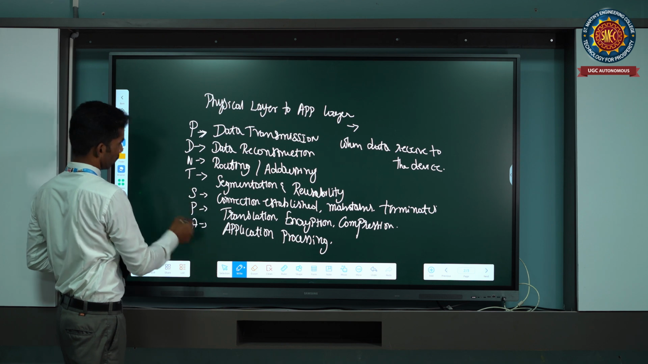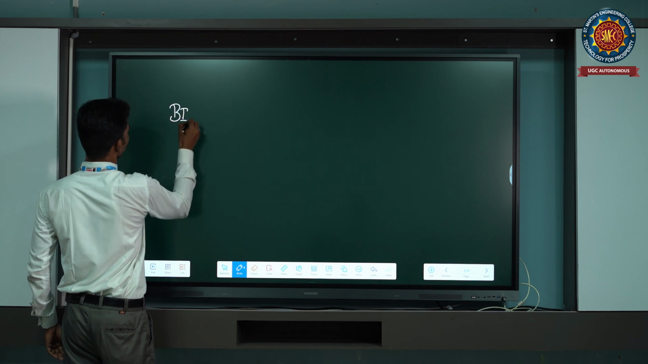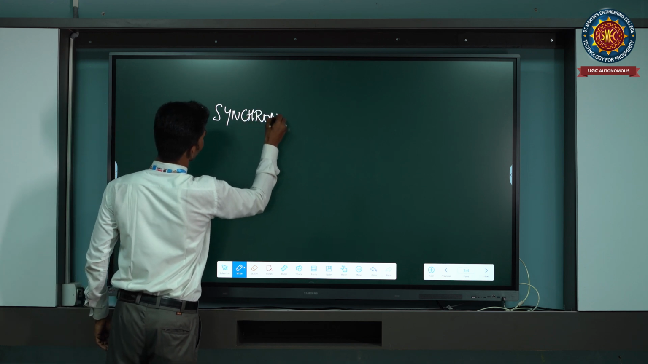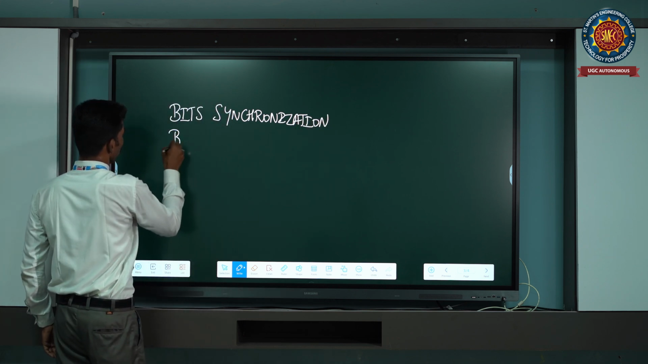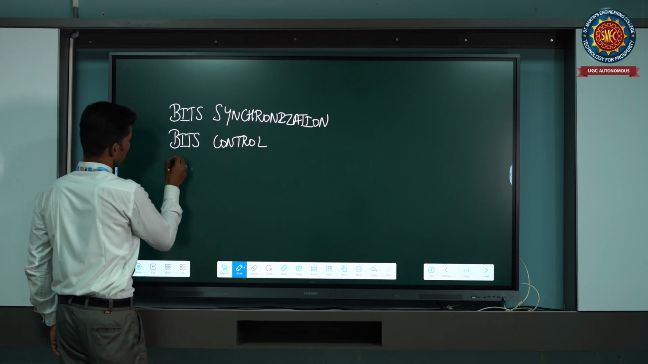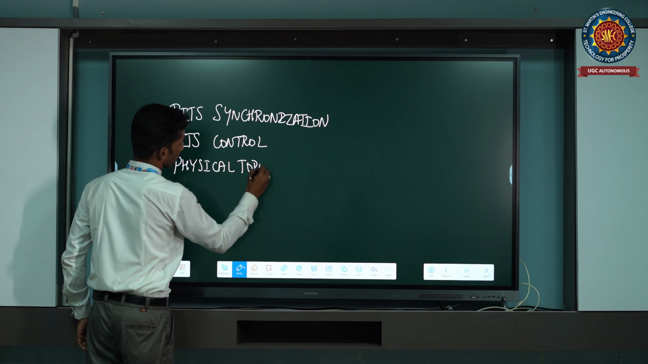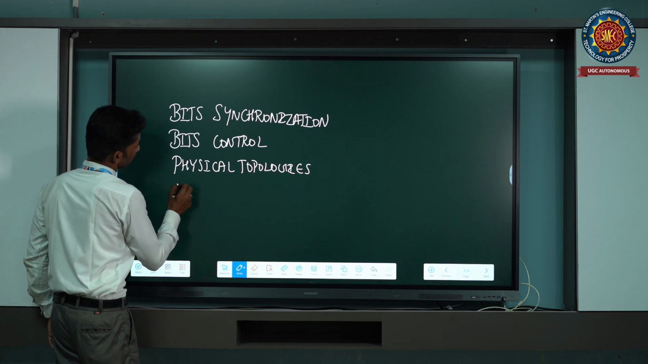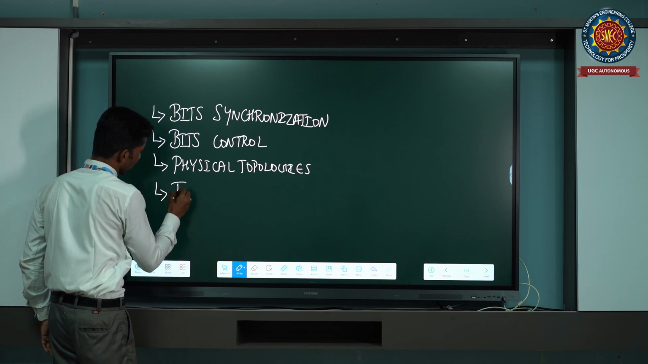So we can say the functionalities of the physical layer are bit synchronization, bit control, physical topologies, and transmission mode.